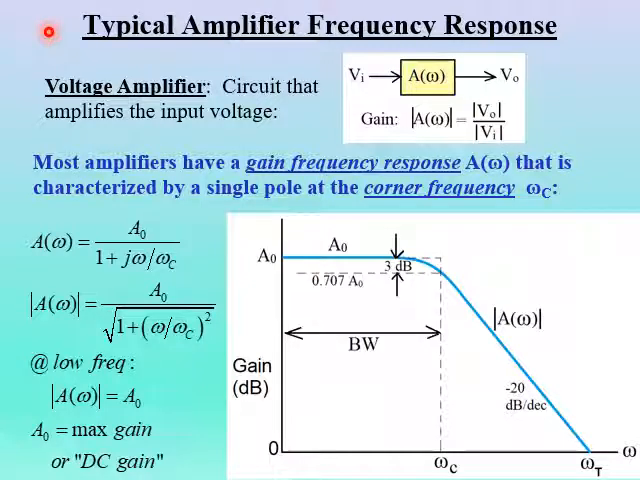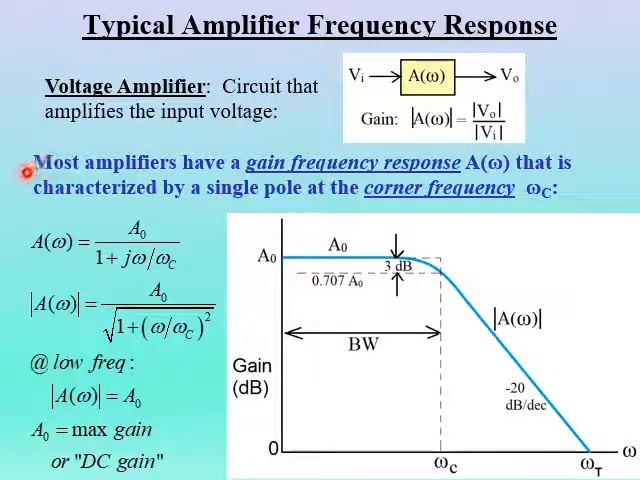Let's take a look at the typical amplifier frequency response. So just some basic definitions here. A voltage amplifier is a circuit that amplifies the input voltage. So if we have an input voltage here, V sub I, we have a gain factor here, A of omega, and the output voltage would just be the input multiplied by this gain A. So the magnitude of the gain of an amplifier is equal to the magnitude of the output voltage divided by the magnitude of the input voltage. It gives us the factor of amplification.